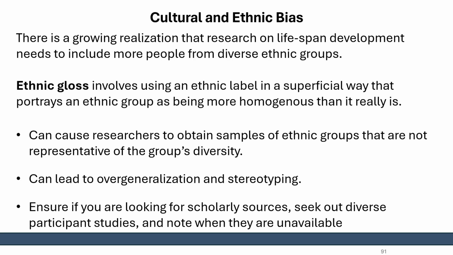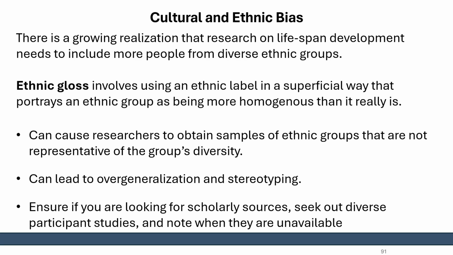One concern that we have when we're looking at research is that we understand that research on lifespan development needs to include more people from diverse ethnic groups. When looking for studies for your project, please be aware of ethnic gloss. This is a term that means there are ethnic labels used in a superficial way that portrays an ethnic group as being either more homogeneous than it really is, or the samples are not representative of the group's diversity. So just be cautious of this.